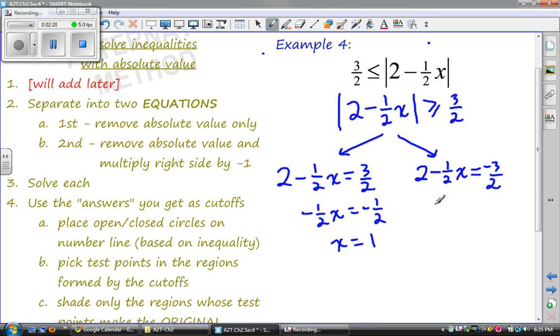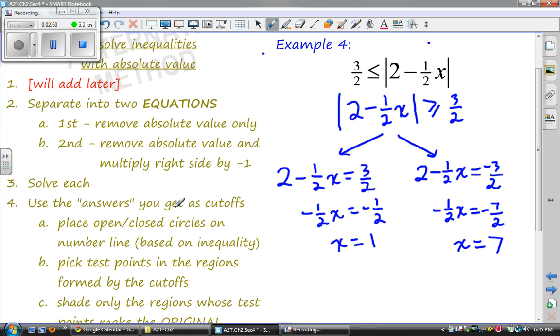Working with this one, same first step, I'm going to subtract 2 from both sides. If we have -3/2 and I subtract 2, that's going to be -7/2, like those improper fractions. Multiply both sides again by -2, and that gives us a +7.